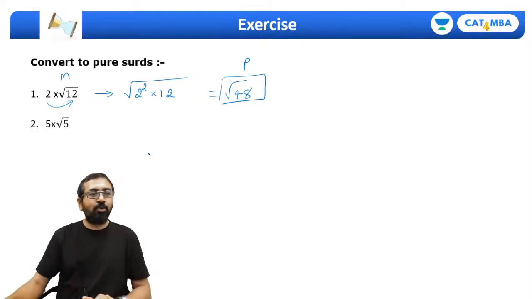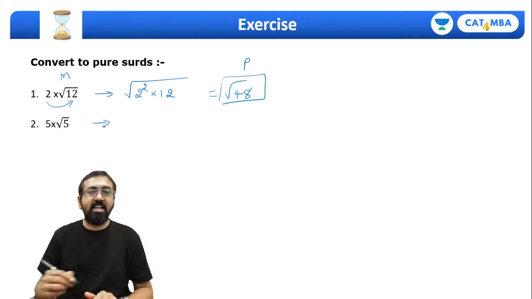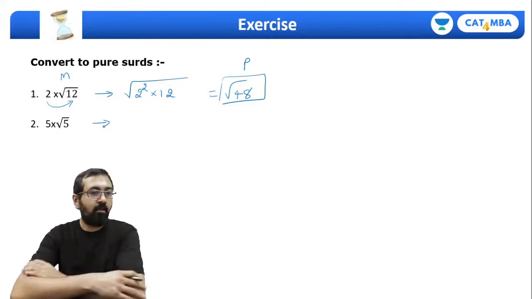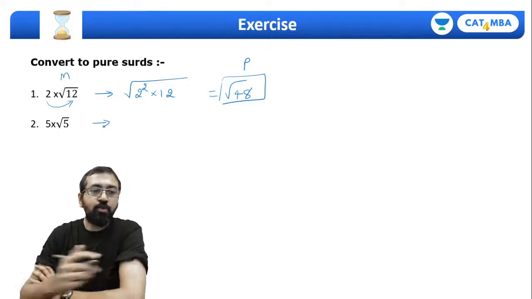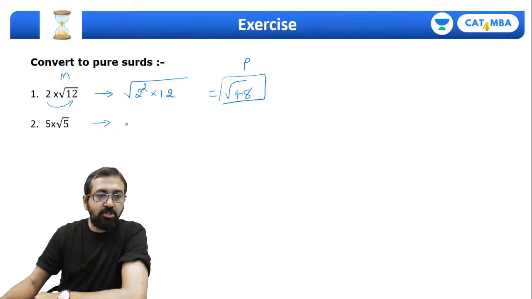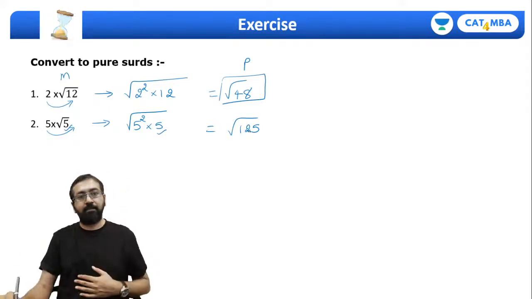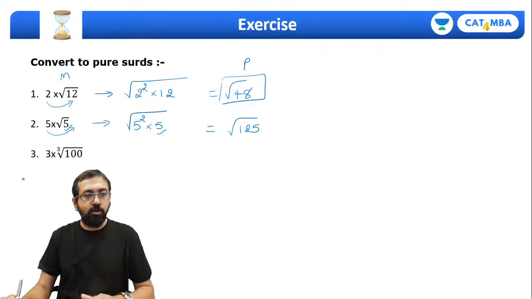Okay, so let's take one more question, and I really want you to give me the answer for this question, right? So try for this question quickly. 5 into square root of 5. So we need to convert it to pure surd form. If you take this 5 inside, we'll have to write 5 square into 5, this 5 as it is over here, right? So 5 square is 25 into 5, 125. So this is square root of 125. Very simple. So I'm sure now you'll be able to quickly do it.